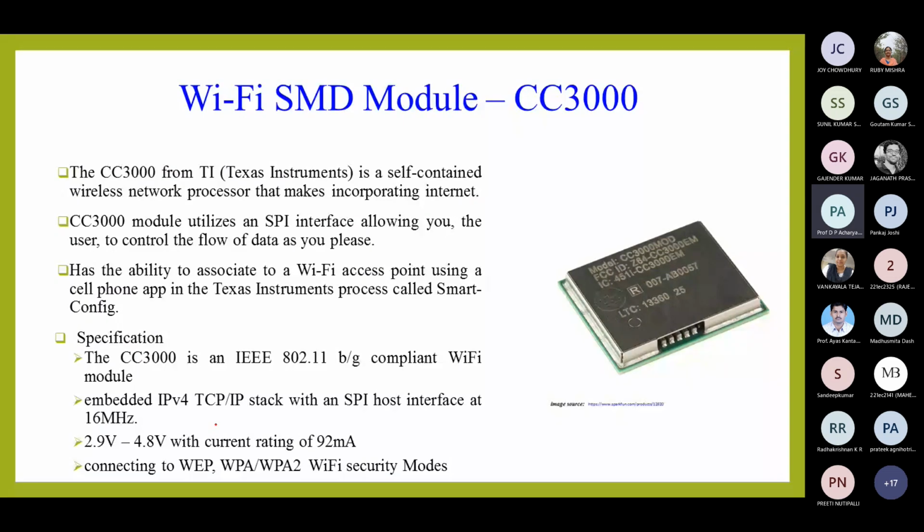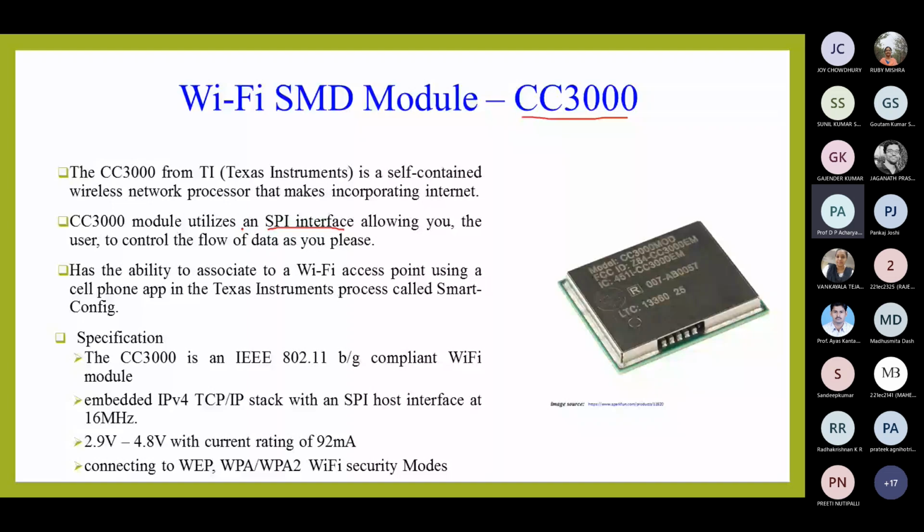So you have the Wi-Fi SMD module CC3000. It is from Texas Instruments, so it's another Wi-Fi module. It again has a wireless network processor, and it utilizes an SPI interface in contrast to the UART interface. SPI, all of you know, is the serial peripheral interface. I think people participating here are conversant with these standard things like UART and SPI.